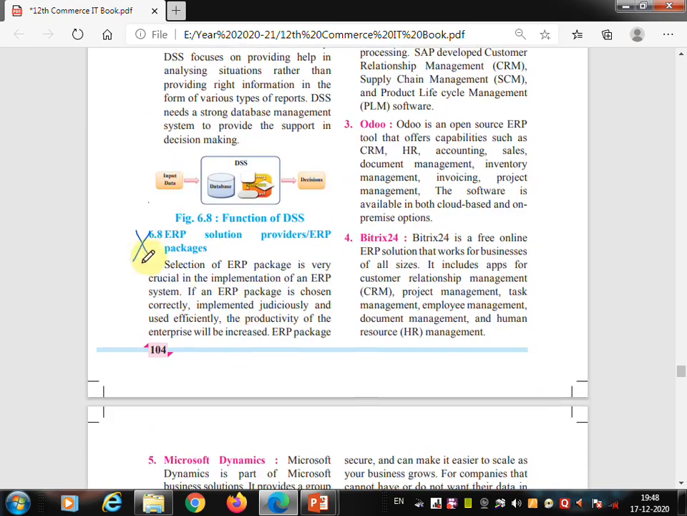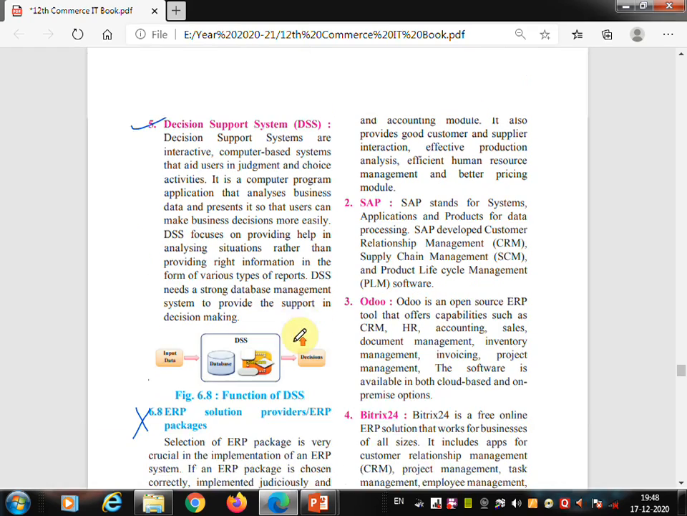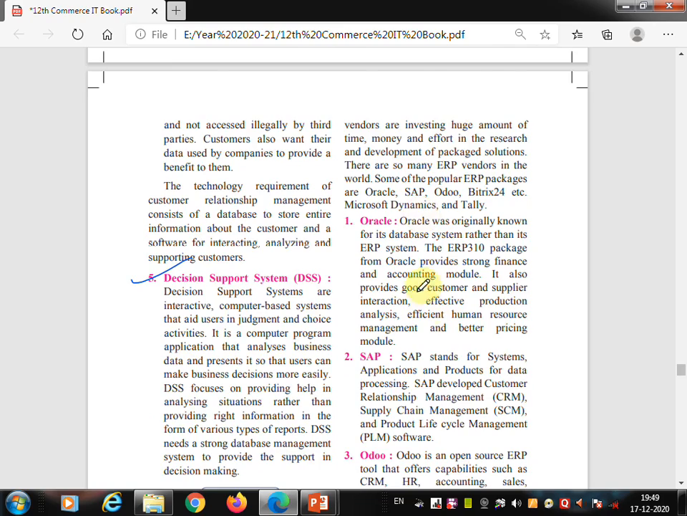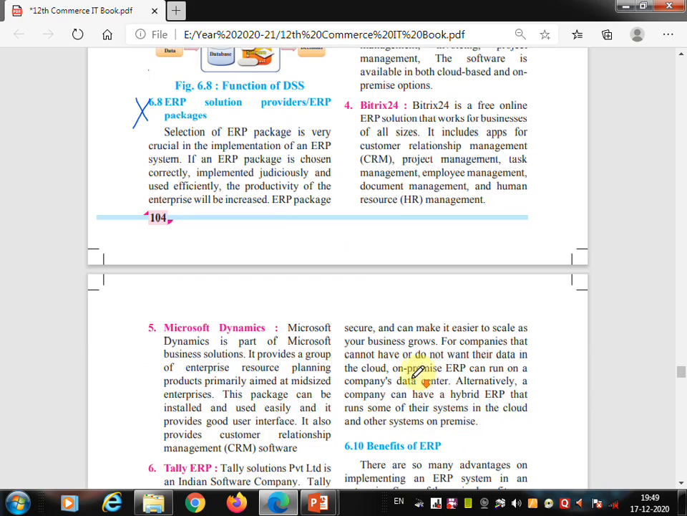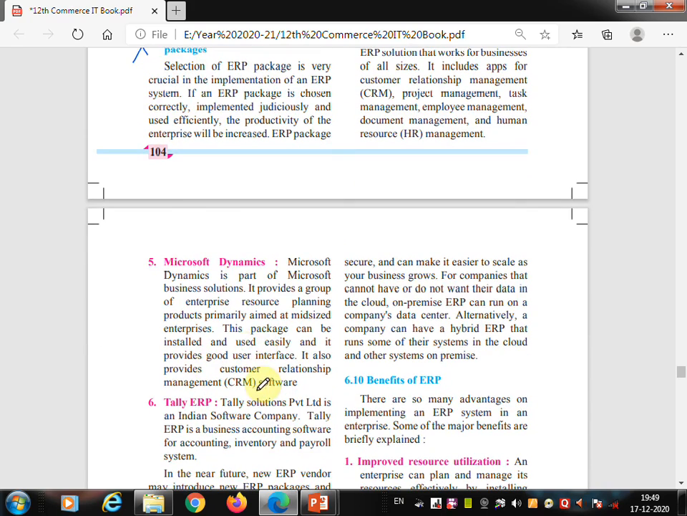My dear students, here 6.8, that is ERP solutions provider or ERP package. This unit is for self learning, and it is not there for the exam. That's why it is called non evaluating. No question will be asked on this unit. In this unit, what things come? The different ERP packages are Oracle, SAP, Odoo, Bitrix24, Microsoft Dynamics, Tally ERP.